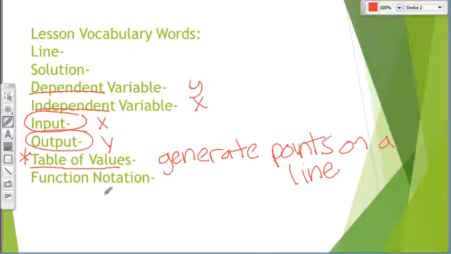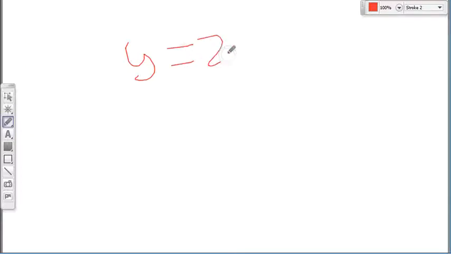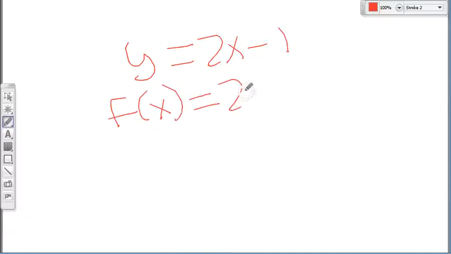And then the last one, function notation. Remember, that was a way of writing y as a function of x. So remember, if you have an equation, y equals 2x minus 1, if we want to write this using function notation, we can say that the y is actually a function of x because it's dependent on the x. So we can interchange these two. So that is our list of vocabulary. Now let's go ahead and start with graphing.